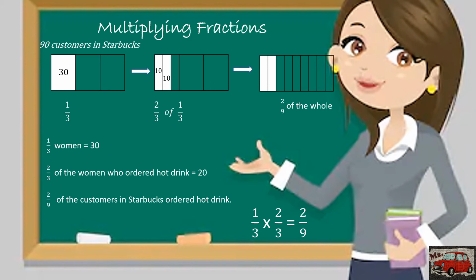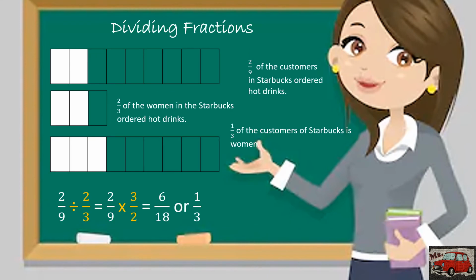Okay? Alright, so this time magdi-divide tayo ng fractions. So, gagamitin lang natin yung fractions na ginamit natin sa multiplication para ipakita na ang division is just opposite of multiplication. So, i-divide natin yung product natin at saka yung isang factor niya. So, kanina, yung product natin is si 2 over 9 at saka yung isang factor natin is 2 over 3. Okay? So, yung 2 over 9, yan yung customer sa Starbucks na umorder ng hot drinks. So, kung ito yung buong Starbucks, ibig sabihin, ito yung umorder ng hot drinks.